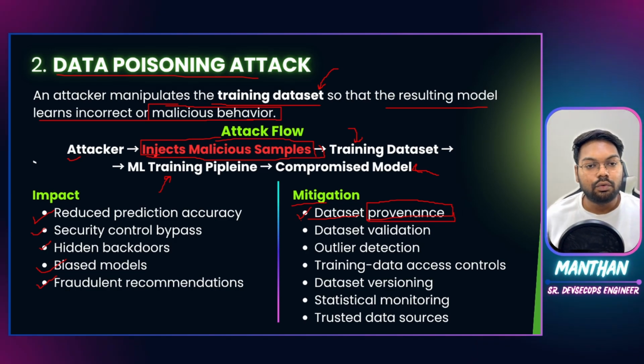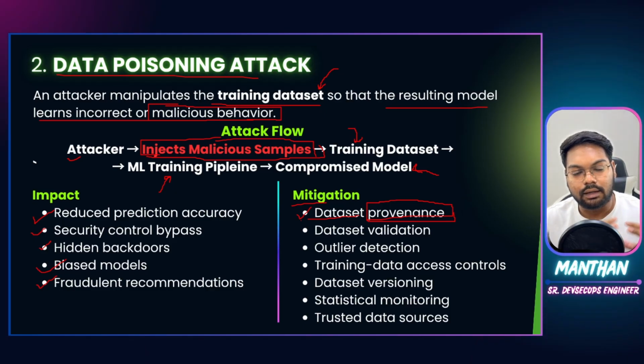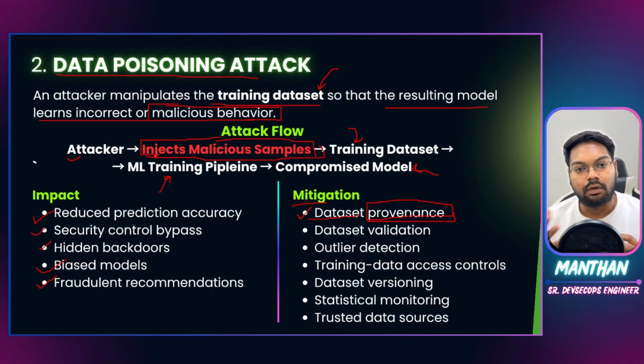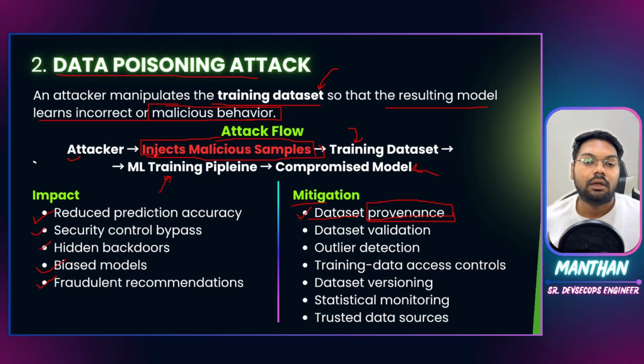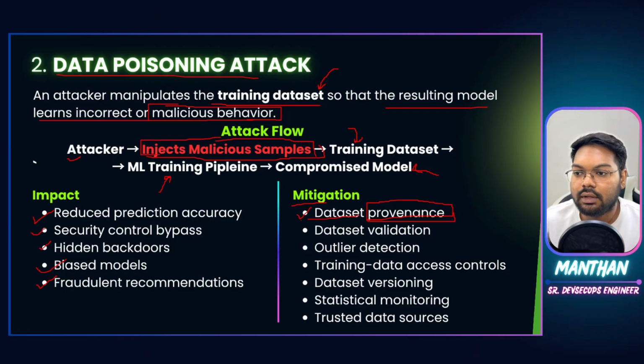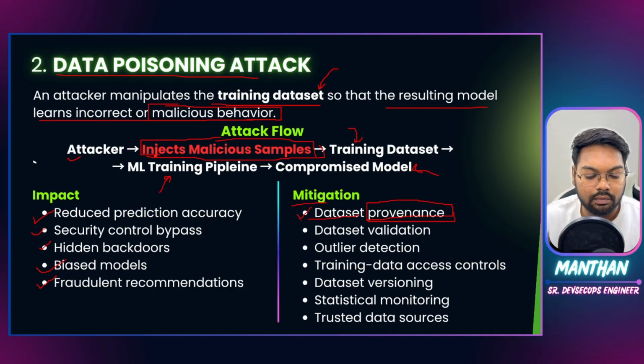So that now only people in our organization have trained this dataset. No other person from outside has tampered with this data. Or if the data has been tampered with, then we would know when it happened. Then we would go back to that point, erase that, and move ahead with that particular dataset provenance. Then dataset validation is one more thing.